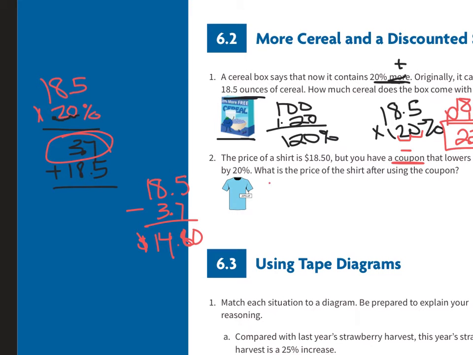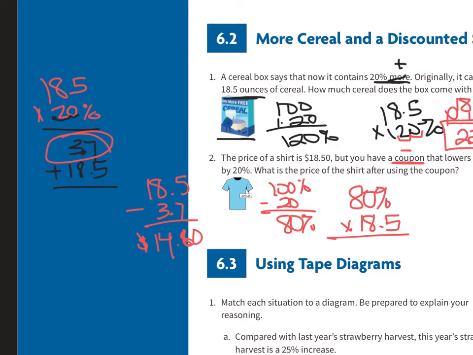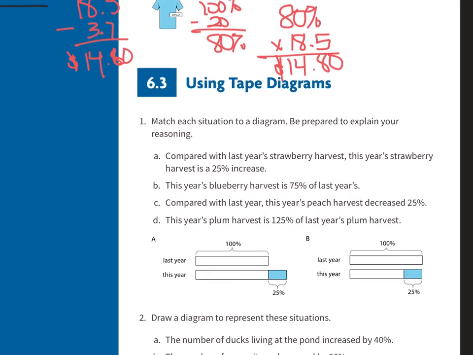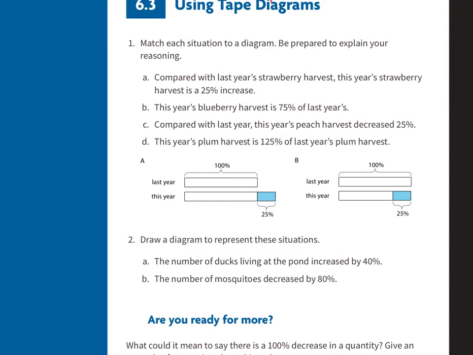Another way to do this is if we always start with 100% and a coupon is 20% off, that means we're going to take off 20% from 100%, we get 80%. So I can go 80% times 18.5. In my calculator, 80%, or 0.8 if you don't have a percent button, times 18.5 is 14.8 again. So two different ways to get the same answer. Do whatever way you like best. All right, 6.3, we start talking about tape diagrams. So these little things right here, these are tape diagrams.